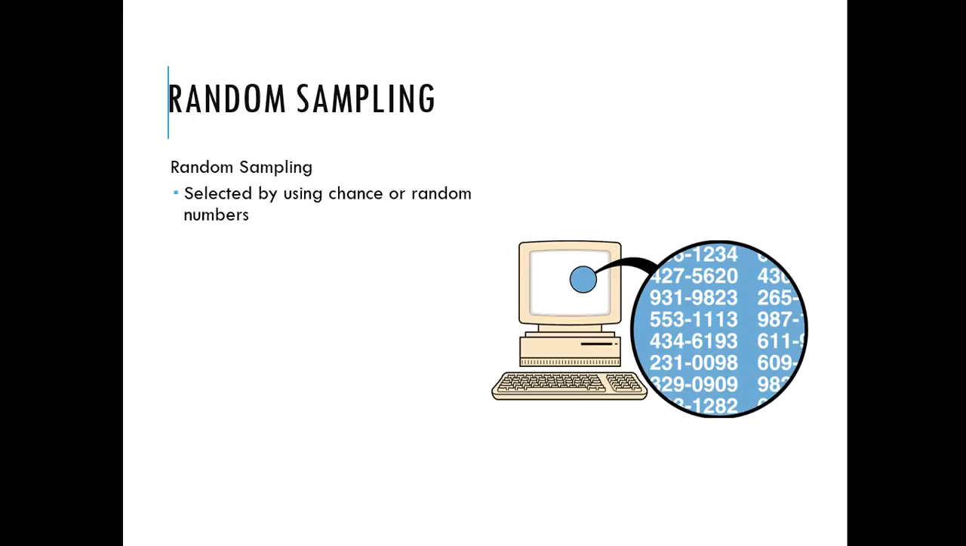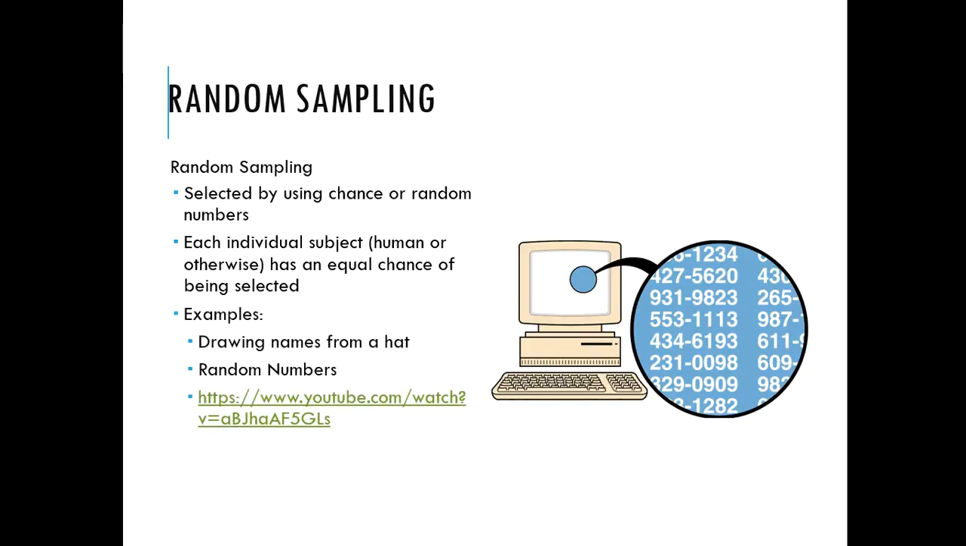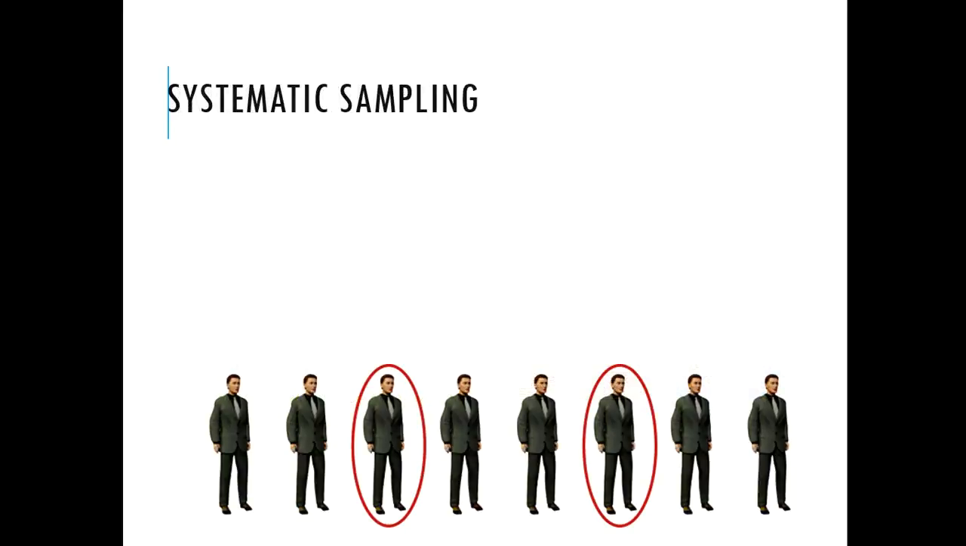Basically, random sampling is selecting by using chance or random numbers. Each individual subject, human or otherwise, has an equal chance of being selected. You can draw names out of a hat. There are also random number generators. Your calculator actually does that, and there's an exercise in the book on pages 18 to 19 that shows you how to do that if you ever want to.